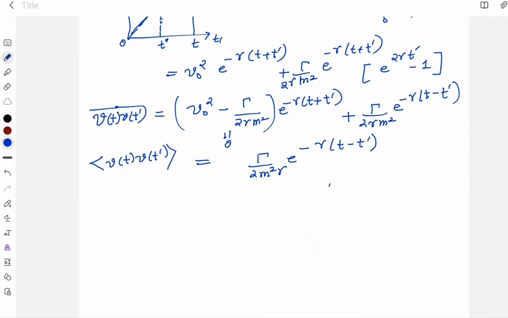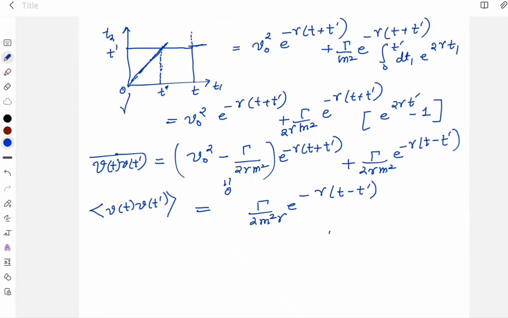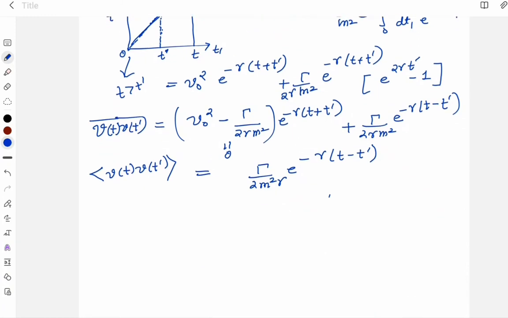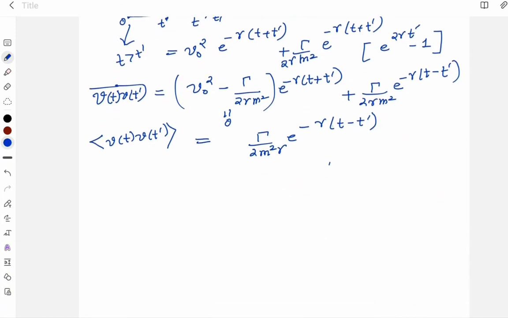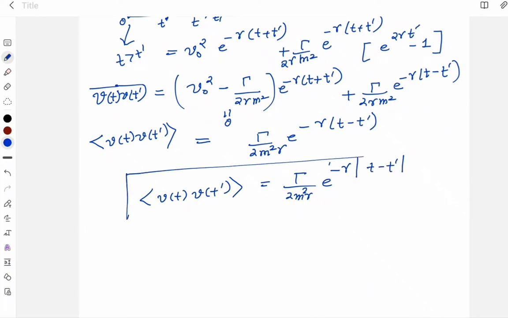So we assume in this integration that t is greater than t prime. Let's say if t is less than t prime, then we would have got the reverse sign. So this will be just the mod of capital gamma over 2m square small gamma e to the power minus gamma, mod of t minus t prime. Okay, so this is the expression for the velocity correlation in time.